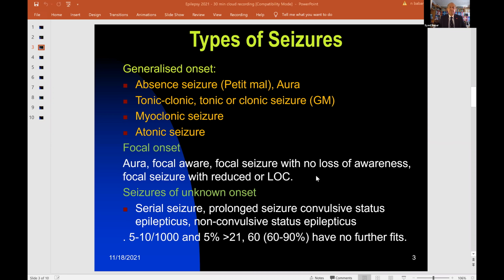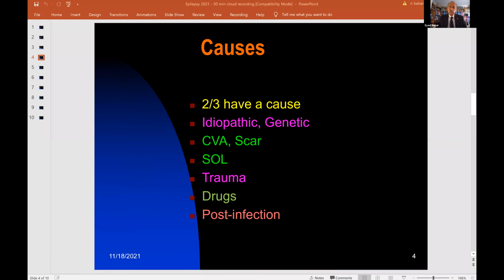In the UK, about 5 to 10 out of every 1,000 patients and 5% of the over 21 patients suffer from some form of epileptiform condition. Almost 60% of patients having had their first attack do not have a second attack. And if an EEG is negative for excitation or a trigger, then up to 90% do not have a second seizure. So what could be the causes of epilepsy?